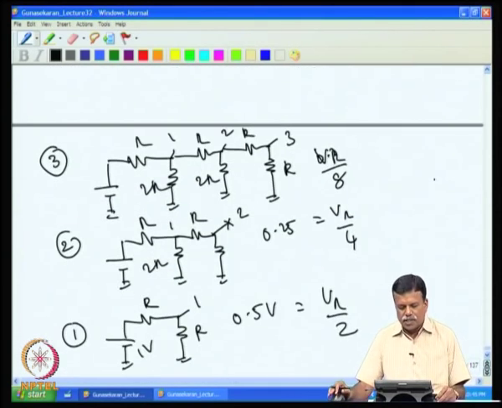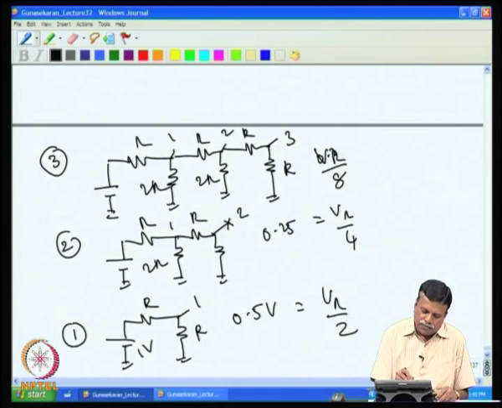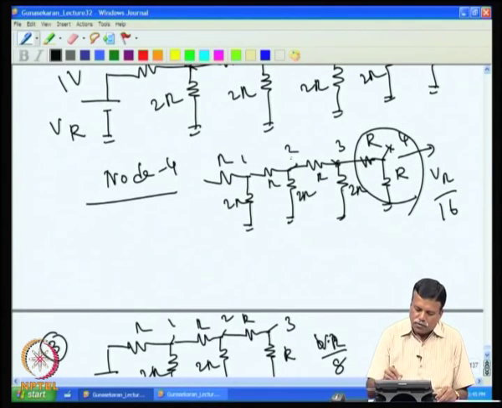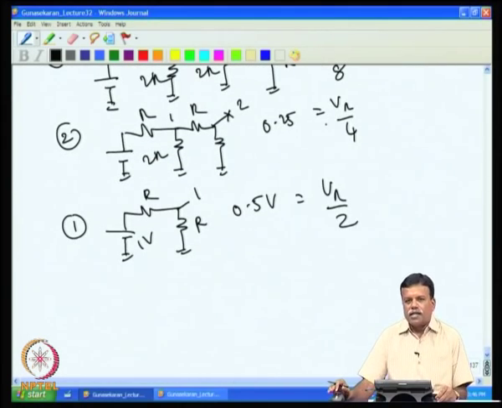Now, this is a very interesting property: at any given point, the total resistance to my right and to my left are equal. If I see this side, it has a resistance R, and if I see the other side, the total resistance is also R. That is true at any point. If I look at this point, the effective resistance is actually R. At node 2, you will have effective resistance R, and node 3 also has effective resistance R. That is why we end up having the binary divided voltage.